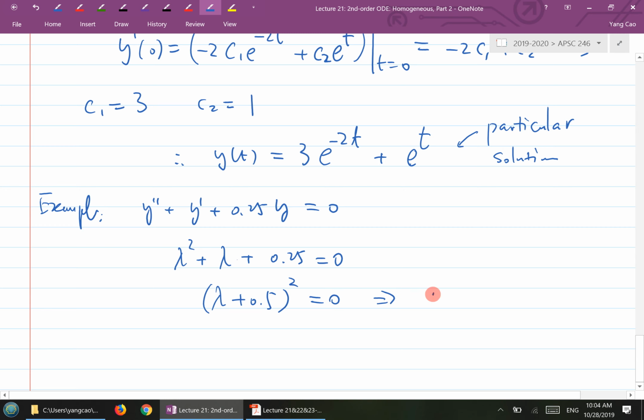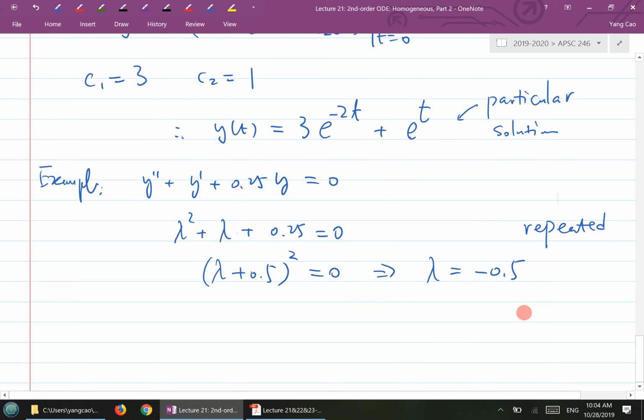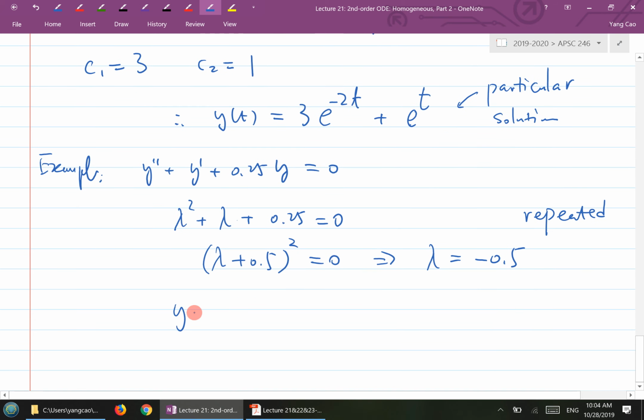That gives us just one solution, negative 0.5. This is the case we call repeated real roots, because this is essentially a square here. If it's repeated, you look at your table. The general solution is C1 plus C2 times t, and then e to the power negative 0.5t.